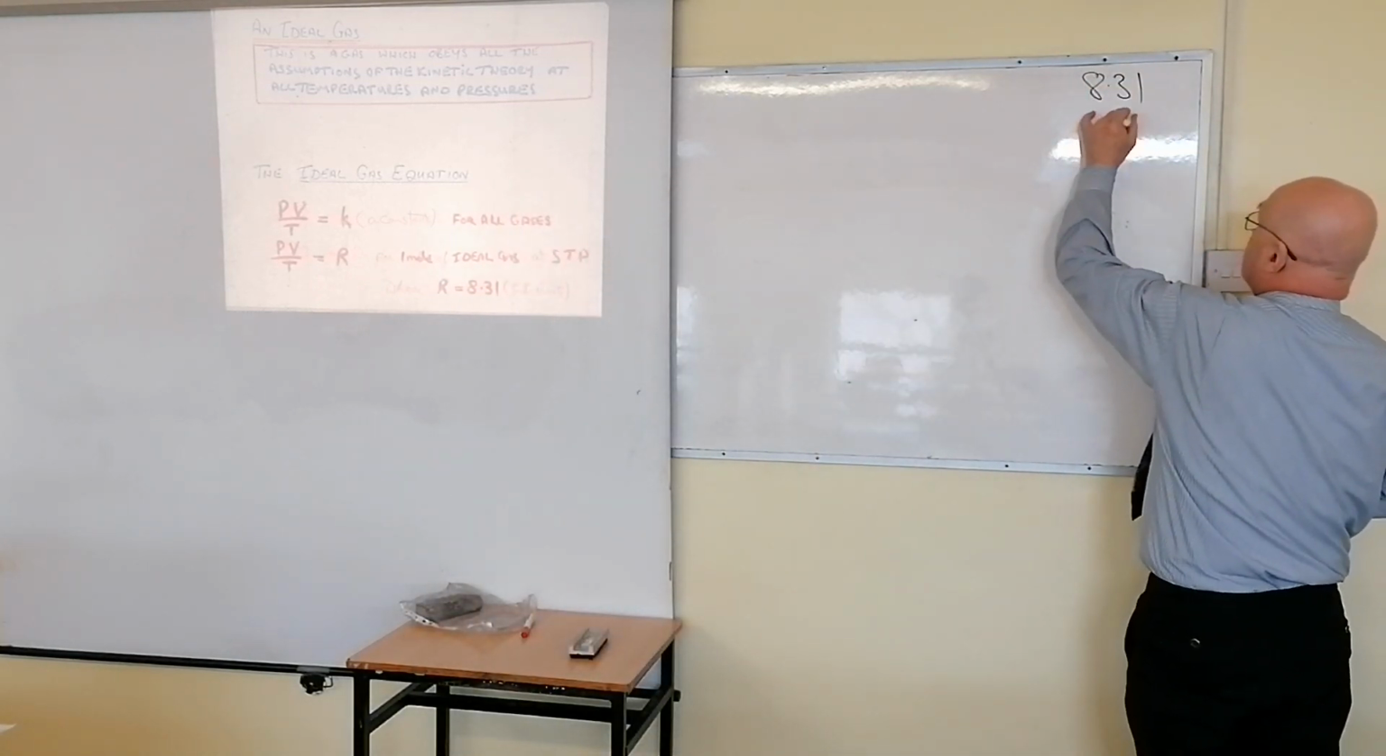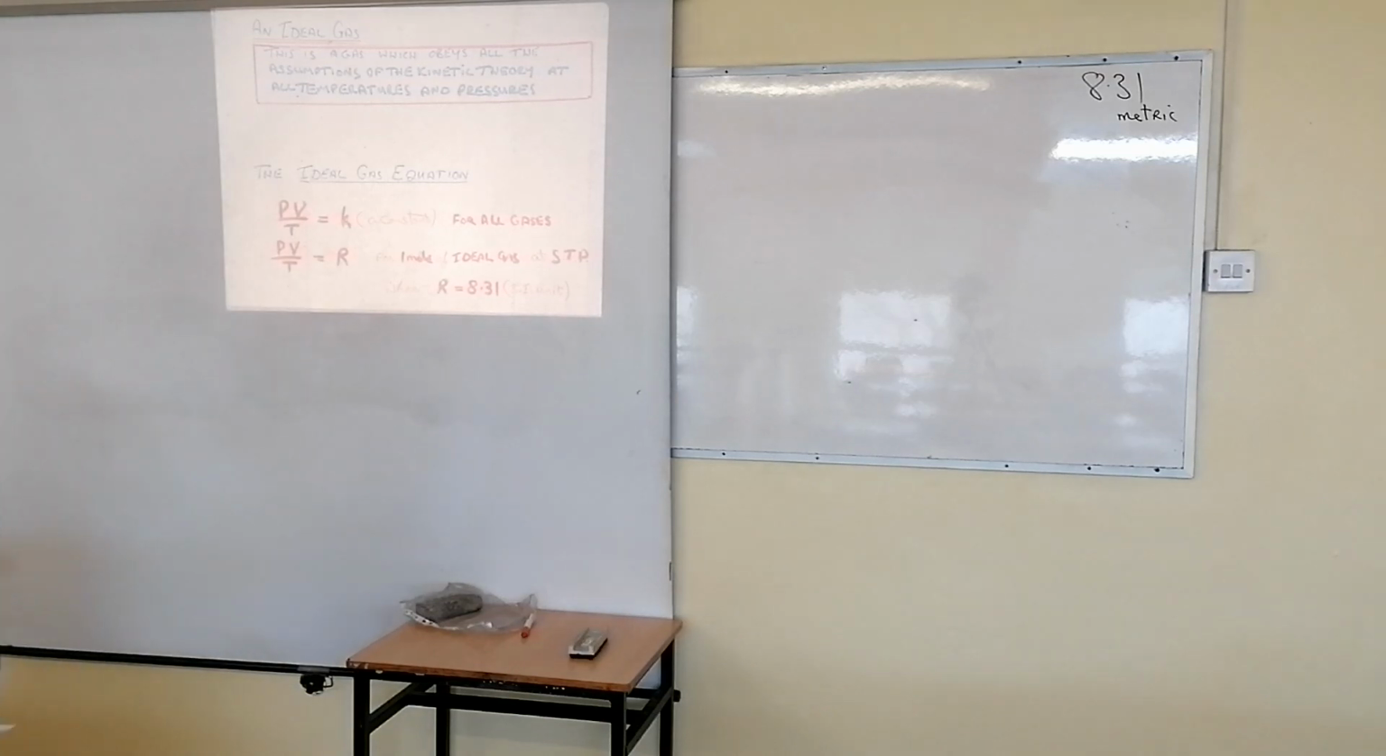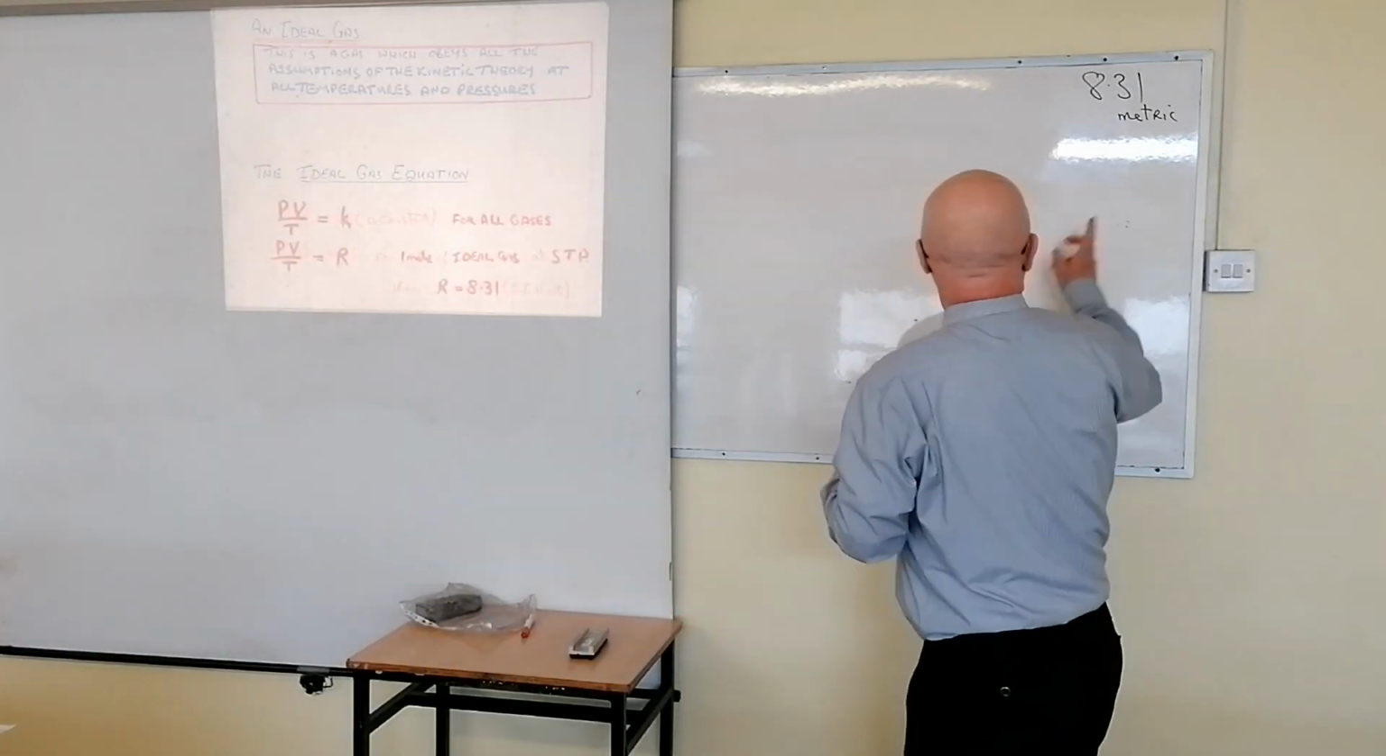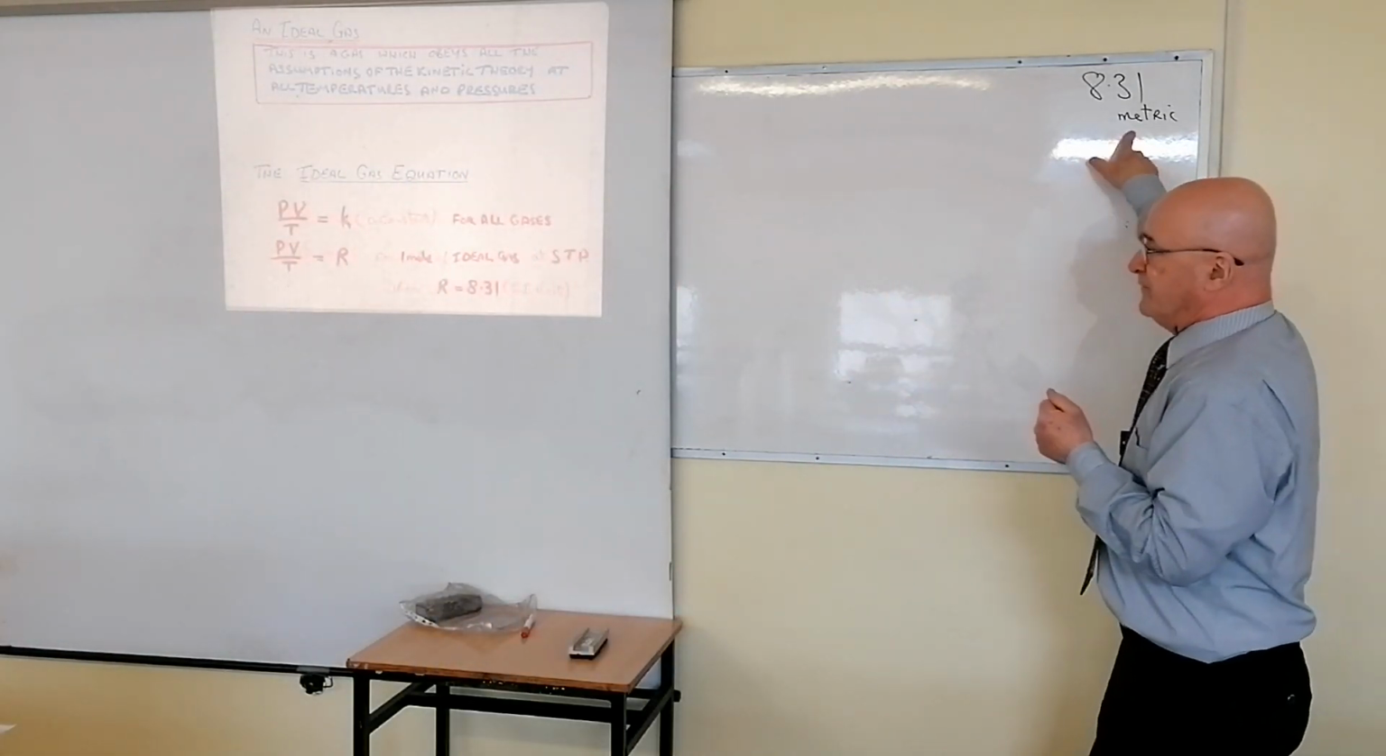Now, that's available in the formula tables. I wouldn't worry about that at all. That's available to you, and you'll get it in the log tables. Page 47, I think, is where you'll find it, okay? But it's available to you in the exam. It'll be printed on the front of the paper as well. That is a constant for 1 mole of ideal gas at STP.